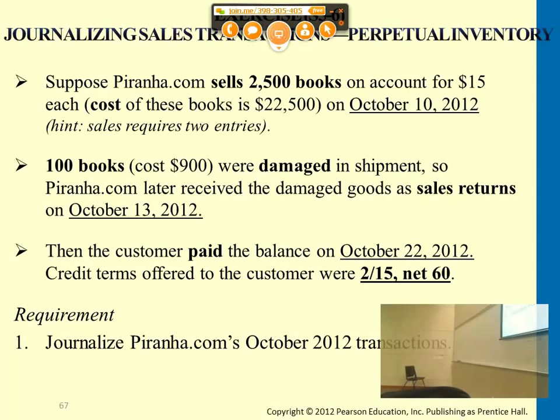Then the customer pays the balance later when it reaches October 22nd. There's a credit term that you offered to this customer earlier, so you have to determine whether this transaction is within the discount period. Try to journalize this transaction on sales returns, and also finally the amount you're collecting from your customer. There should be 5 entries here. First one relates to 2, second 2, third one 1.